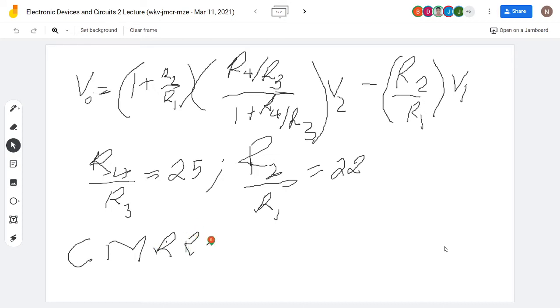What is CMRR? CMRR equals to what mathematically, or in an equation format? 20 log AD over ACM, sir. Okay, 20 log of AD over ACM. So it means that we need to find AD and ACM. Agree? Yes, sir. Okay, so how do we start by finding that?